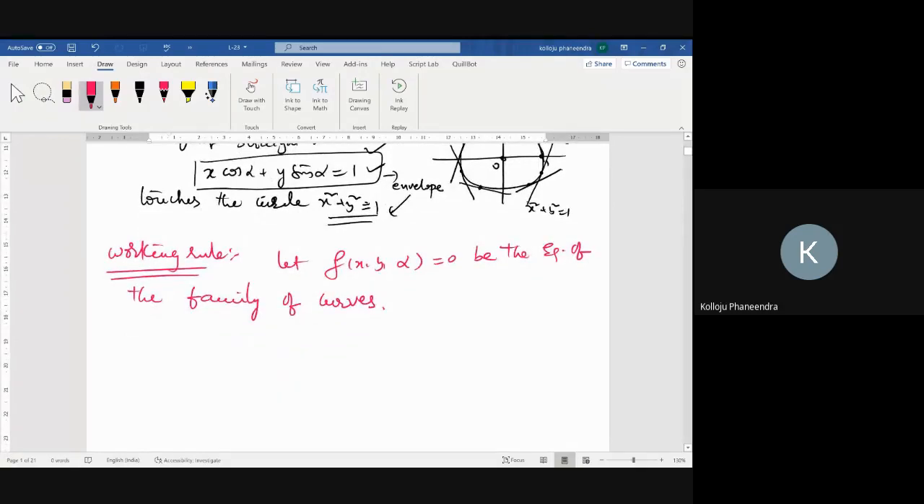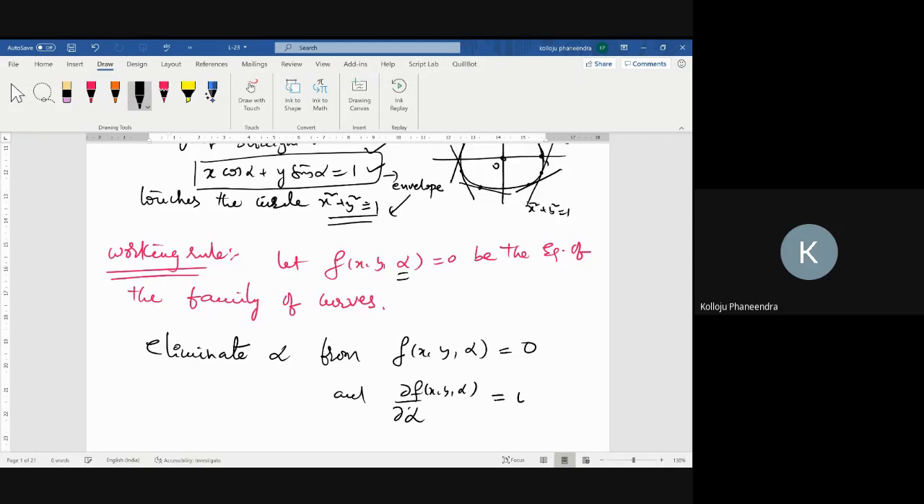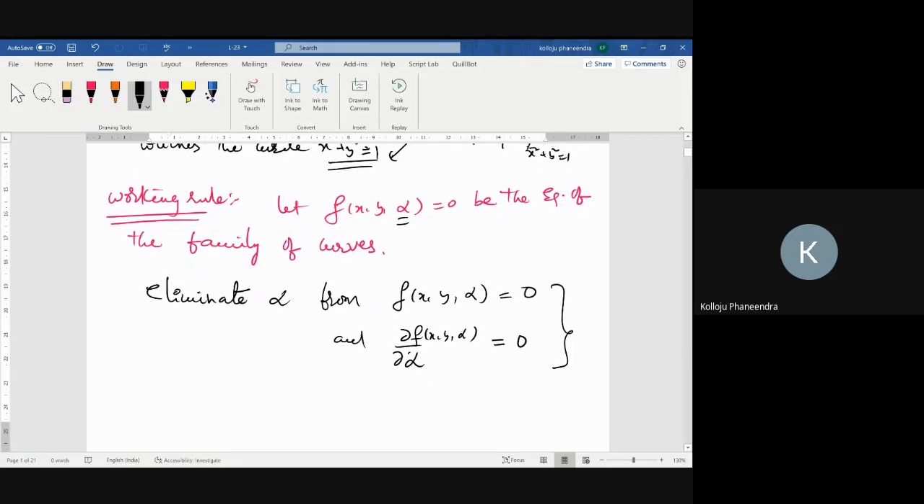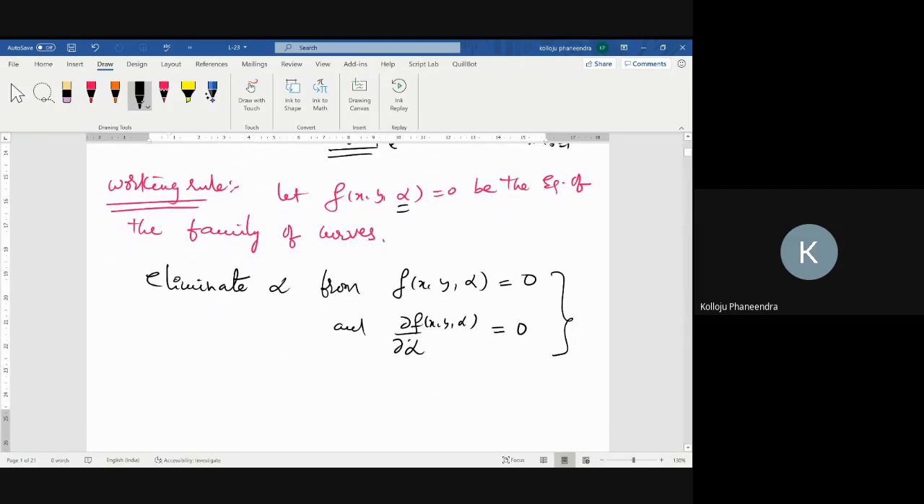a simple one-statement procedure. Eliminate this parameter alpha from what? From the given equation of the curve and the partial derivative of f with respect to alpha. These are the two equations. From the two equations, you have to eliminate the one parameter alpha, then it will give the envelope. Eliminate alpha from these two equations, then it gives the envelope for the given family of curves.